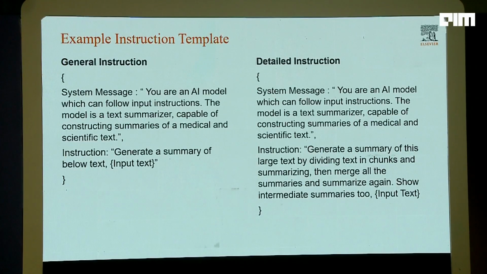Okay, before that, I'll take you through an example, instead of just visualizing what would have happened. This is one example wherein, look at the general instruction which is given. This is a system message.